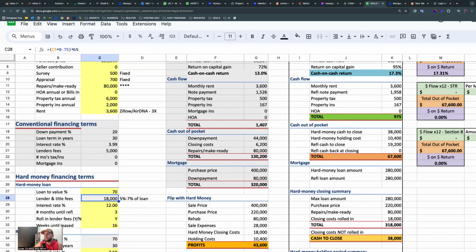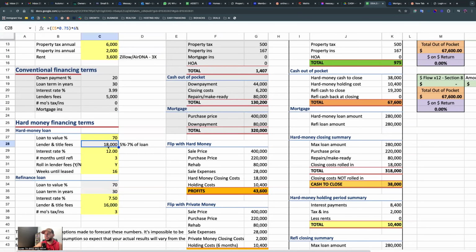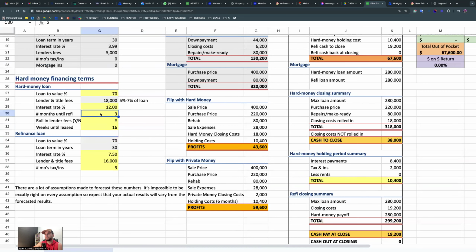We can check here, the formula is divided by 6%. But if you have a private money lender who doesn't charge any points, you can just put 3% here. You can change the formula on the top, and instead of 6, put 3%. Then we have the interest rate, months until refi. Why? Because if you refi, those are going to be the payments. Rolling lender fees, I will say yes, because most of the lenders have some extra fees, like between $1,000 and $2,000, and weeks until lease like 16.